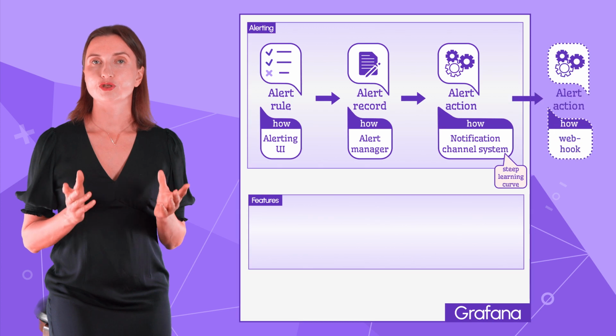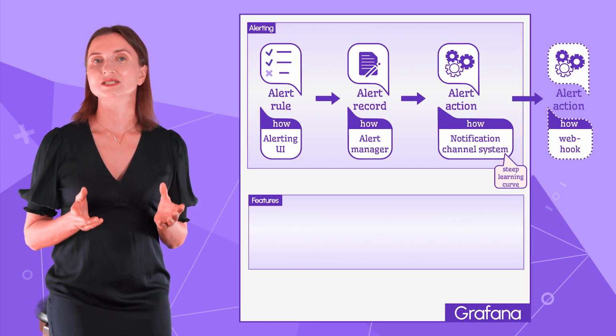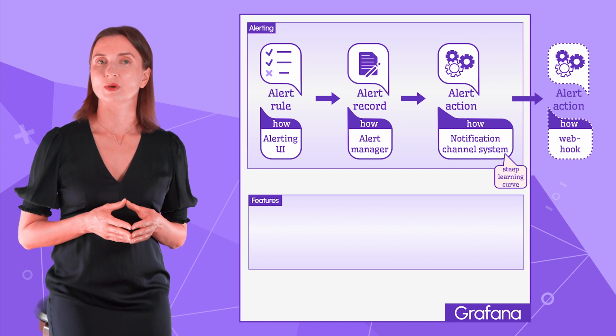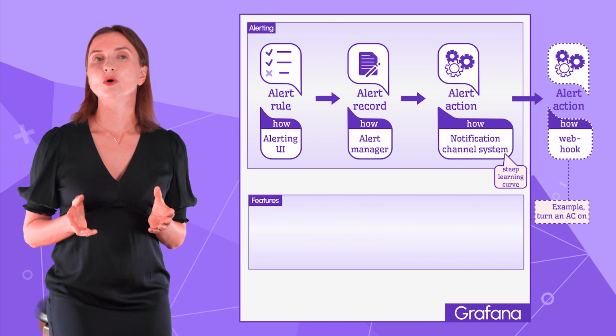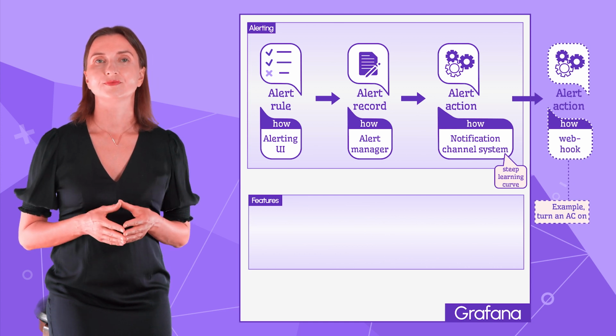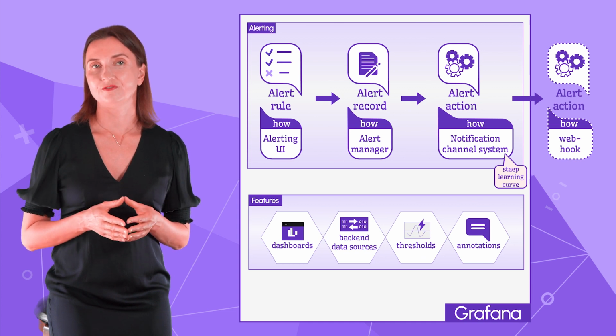There is a door for third-party webhooks. It is out of the Grafana scope, which is why I displayed it outside all boxes on my schema. These actions can be anything, for instance, turning an AC on if the temperature is too high. The alerting works in deep collaboration with the rest of Grafana features.